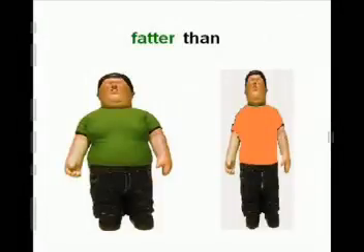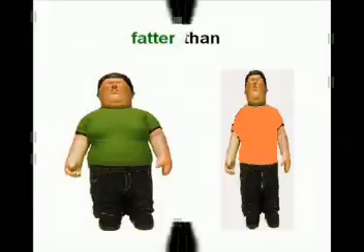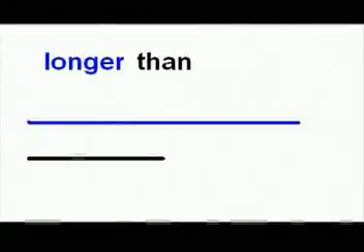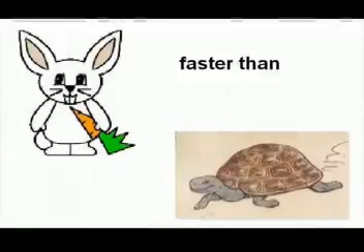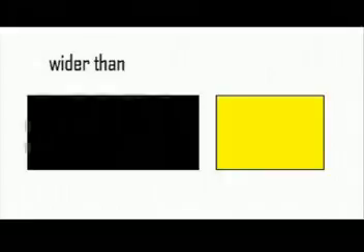Fatter than. The boy in the green t-shirt is fatter than the boy in the orange t-shirt. Longer than. The blue line is longer than the black line. Taller than. The boy in the red t-shirt is taller than the boy in the blue t-shirt. Faster than. The rabbit is faster than the tortoise. Wider than. The black rectangle is wider than the yellow rectangle.